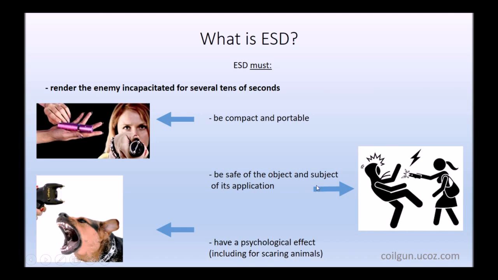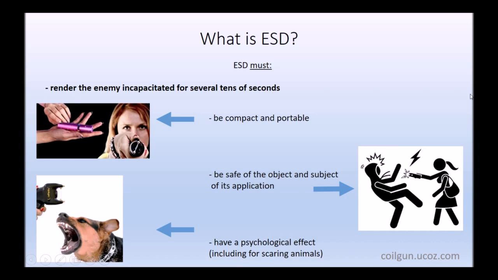Okay. Also, our electroshock must be safe for the object and subject of its application, because we must protect ourselves, but we must not kill the person who is dangerous for us, because we don't want to be in jail. And it also should have a psychological effect, because in many cases we don't want to bring the situation to physical collision, and when the aggressor sees some sparks or hears a loud noise, he may stop his aggression without any consequences. For example, it is true for wild animals. Dogs are very afraid of electroshockers.